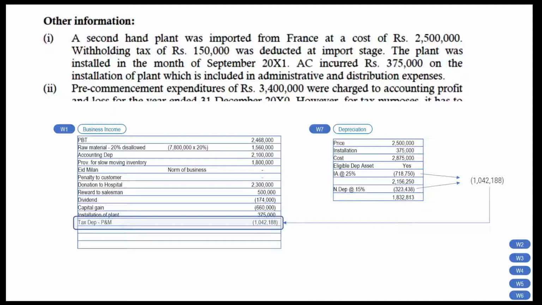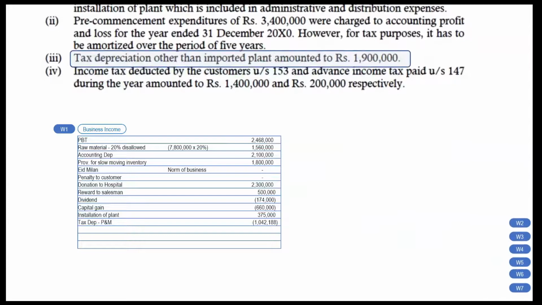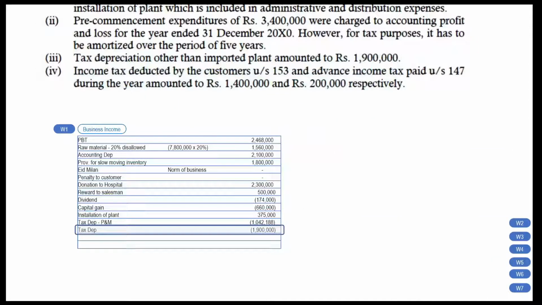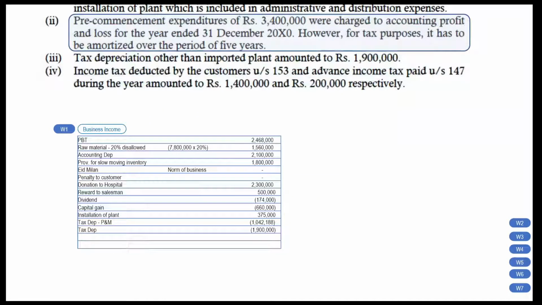Tax depreciation of Rs 1.9 million has also been given in question. Mention it in your working as an expense. Very carefully read about pre-commencement expenditures. Note the year in which it was treated as accounting expense.